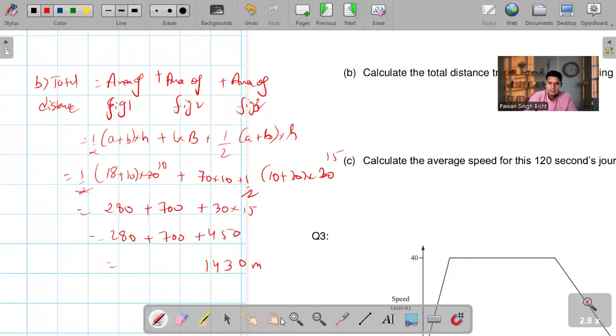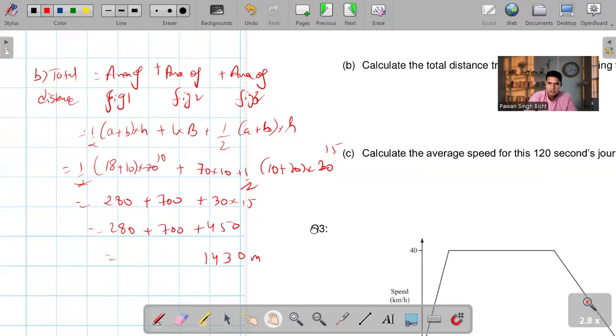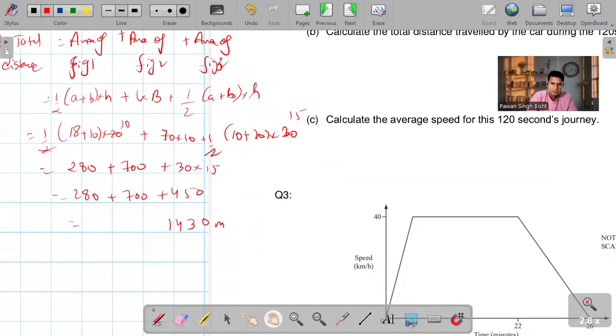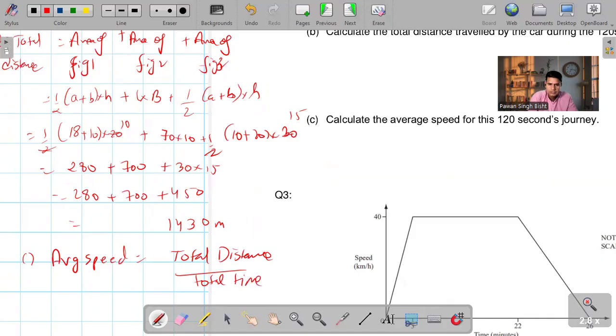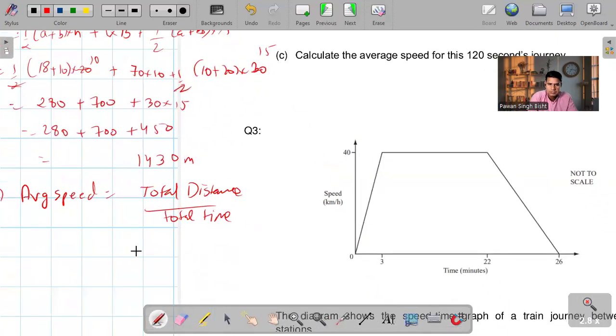Now average speed. Average speed is total distance upon total time. So for part C, average speed is total distance divided by total time. Total distance we just calculated, right? 1430 meter divided by 120 seconds. So this will be approximately 11.9 meter per second, right?